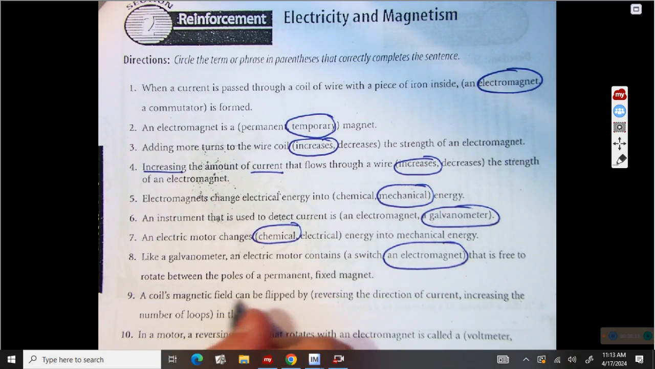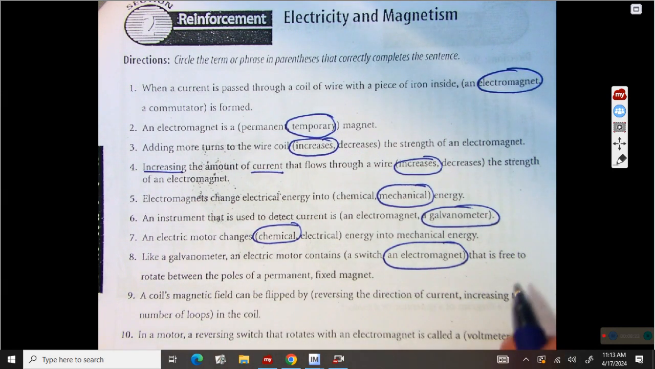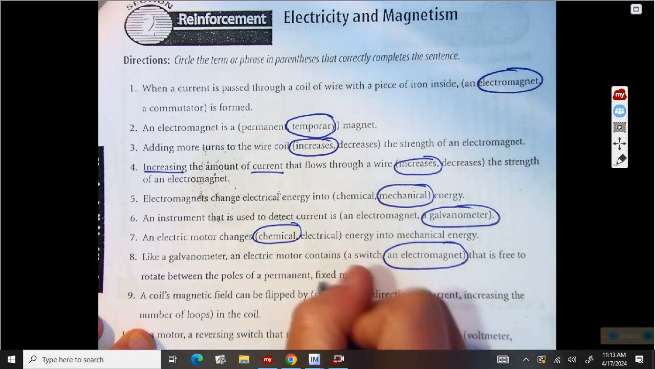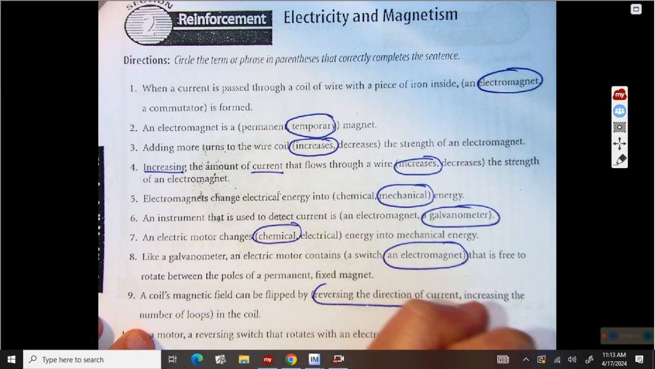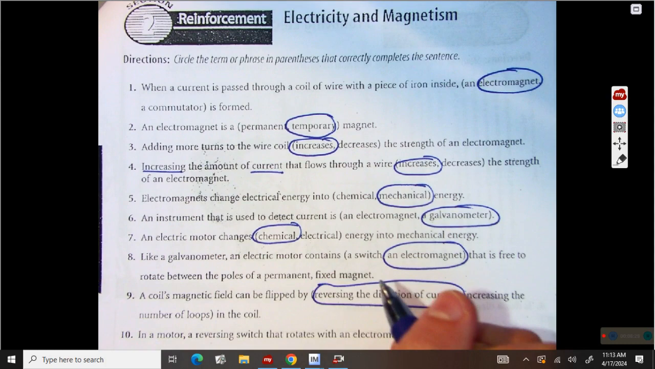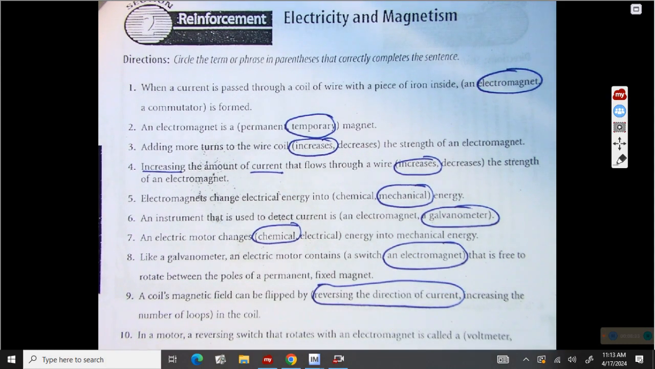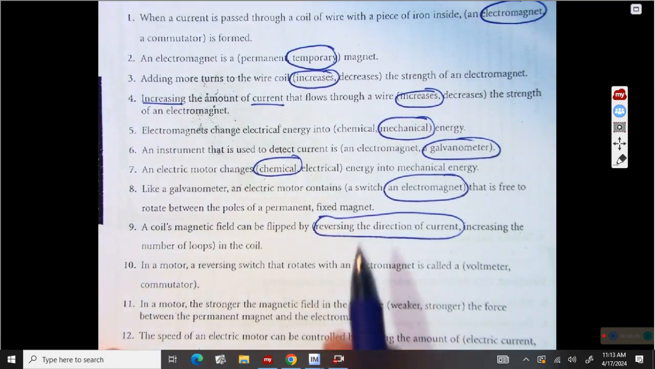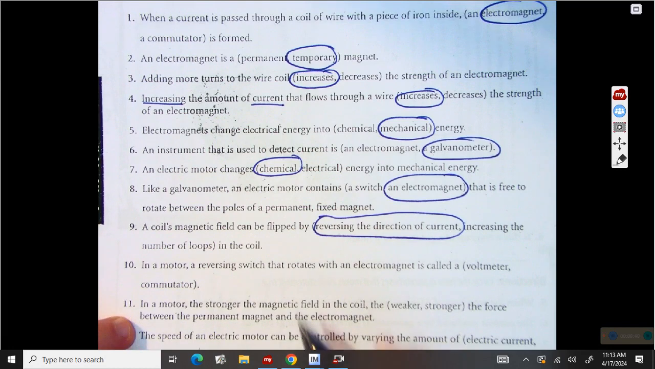A coil's magnetic field can be flipped by reversing the direction of the current. Now, in a motor, we have a reversing switch that rotates with an electromagnet, and it is called a commutator.